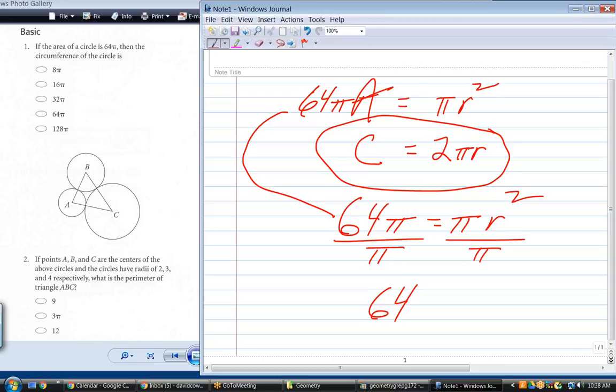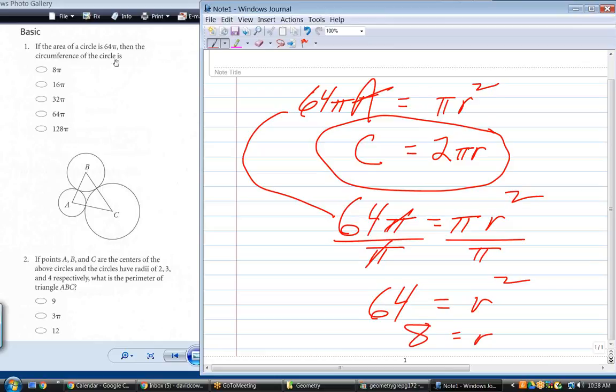Well, here's what's happening here. This pi cancels with that pi. So we lose the irrationality of it. And the answer is 64 equals r squared. And then we would just find the square root of r squared. So what's r equal to? It's 8. R is equal to 8.